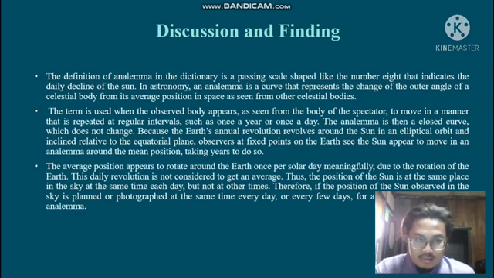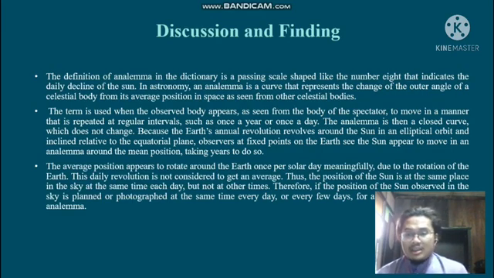Discussion and findings. The definition of analemma in the dictionary is a scale shaped like the number 8 that indicates the daily declination of the sun. In astronomy, an analemma is a curve that represents the change of the angular offset of a celestial body from its average position in space, as seen from another celestial body. The term is used when the observed body appears, as seen from the observer's body, to move in a manner that is repeated at regular intervals, such as once a year or once a day.